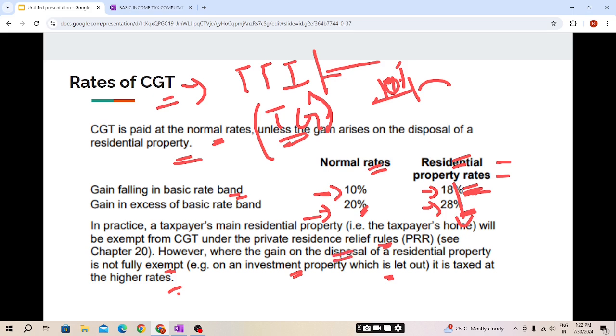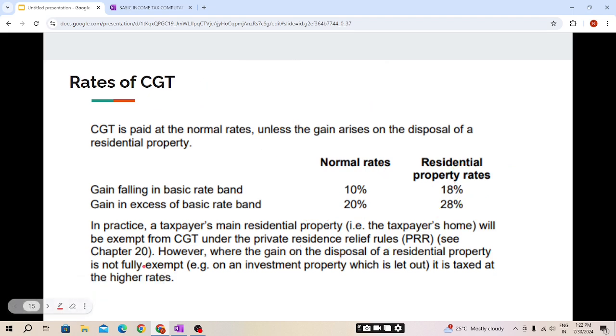I hope this is clear, students. If an individual is living in his home and he sells it, then he will have a relief known as private residence relief. A certain amount will be exempt and a certain amount will be taxed. We'll be seeing that. But till now, you need to assume that the residential property rates apply on residential property which is let out. Residential property will include the main residence also, student, but it will be exempt from CGT under the private residence relief, and under the private residence relief we will study the amount of relief which is available.